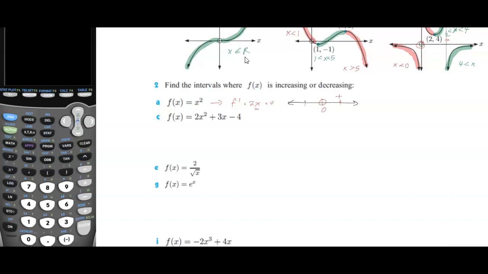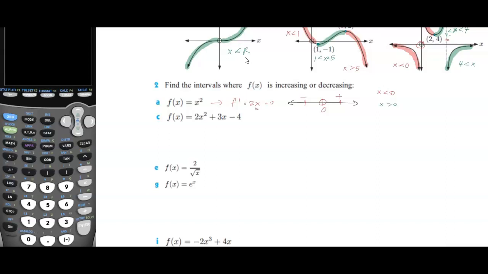We can plug in any number to the left, like -1 into 2x, and we've got a negative number, so we know the entire interval to the left of x equals 0 is negative. So we know that to the left of 0, it's decreasing, and to the right of 0, it is increasing. Okay. What about the next one?